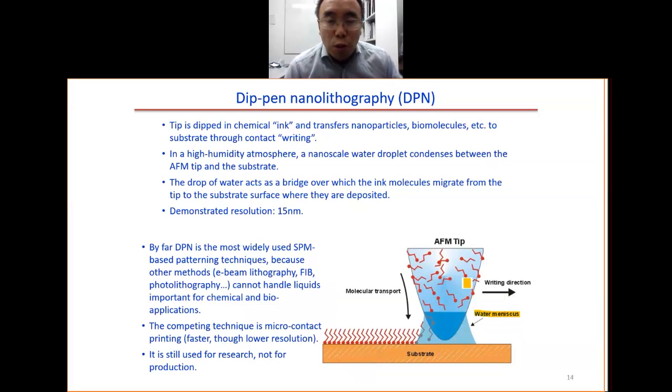You move the tip around. This way, you transfer the material. You can have the pattern on the substrate. This is the idea of dip pen nanolithography. So what can be the ink material?